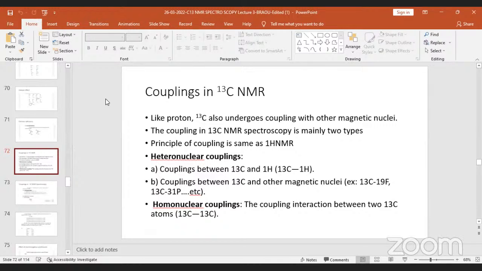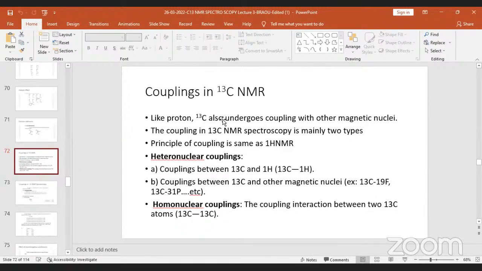Remember, n is the number of non-equivalent protons, and I is the spin number, that is half, plus 1. So if 2 protons are there, 2 into n, 2 into half, that means the 2 gets cancelled, 2 plus 1, it becomes 3. So this you have already learned in Proton NMR.